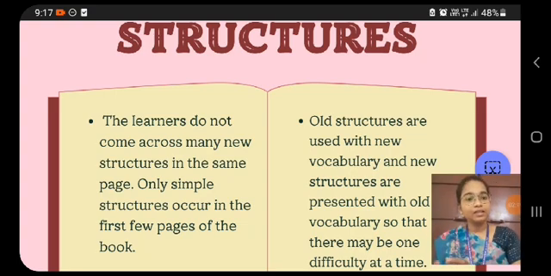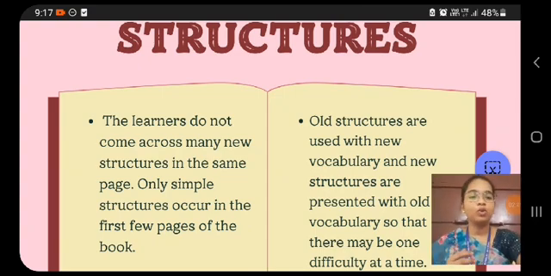In the later lessons, the simple structures, I mean the earlier structures, will be repeated in order to consolidate the students' knowledge. The older structures will be introduced with new vocabulary, and the new structures will be introduced with older vocabulary. There will be one difficulty at a time, either a vocabulary or a structure. It will make learning easier for the student. So this is all about structures.